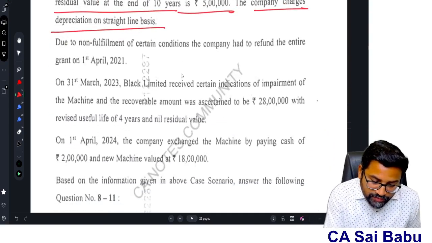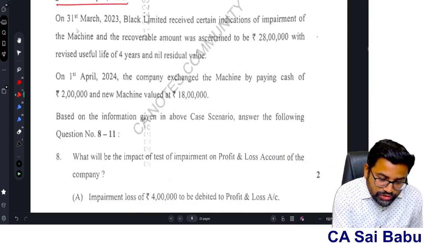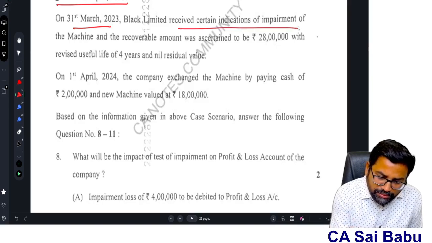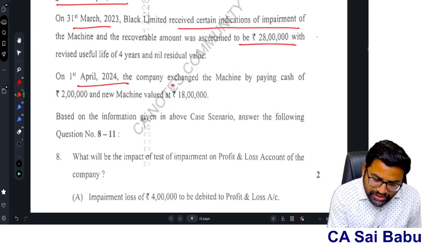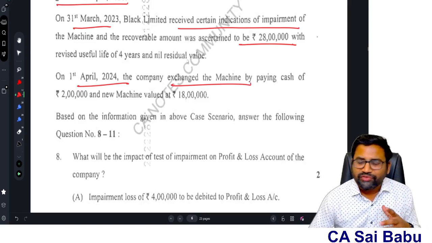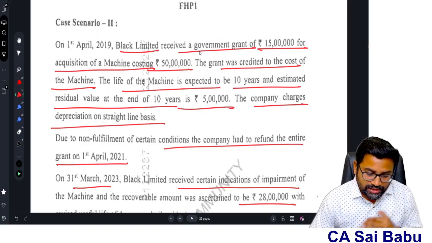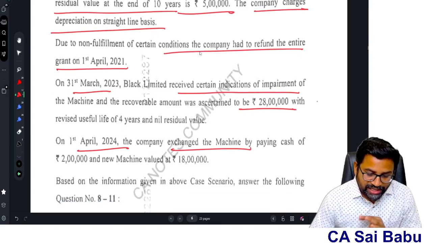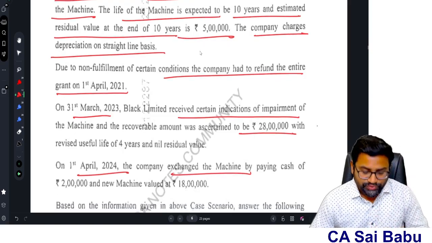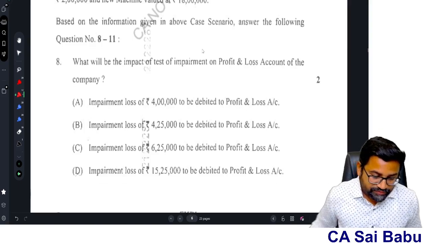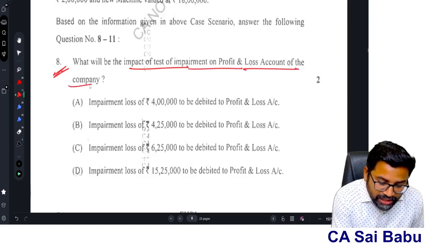Due to non-fulfillment of certain conditions, the company had to refund the grant on 1st April 2021. On 31st March 2023, Black Limited noted certain impairment conditions and a recoverable amount of 28. And then on 1st April 2024, the machine was exchanged. So it is a mixture of asset related standards, that is AS 10 PPE, AS 28 impairment losses, and one more thing, the refund of grant AS 12, all mixed in one question. So see the first bit, 8th.